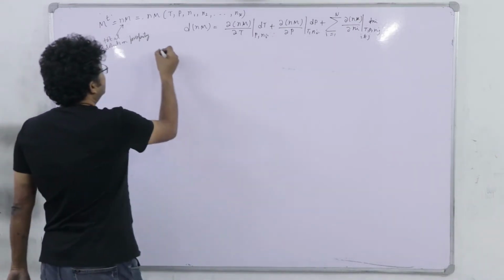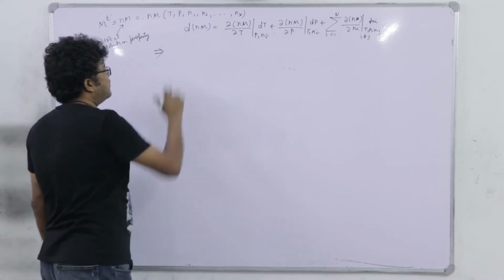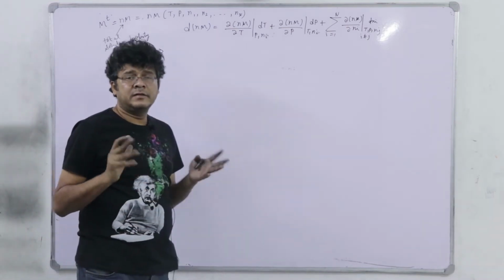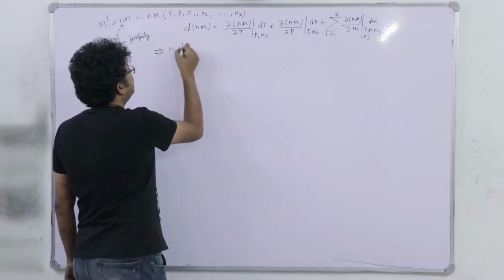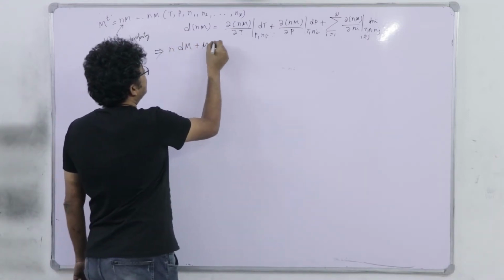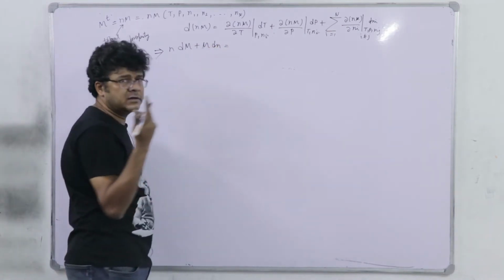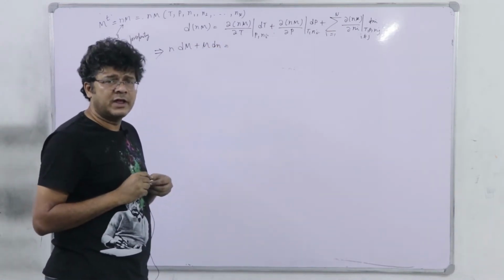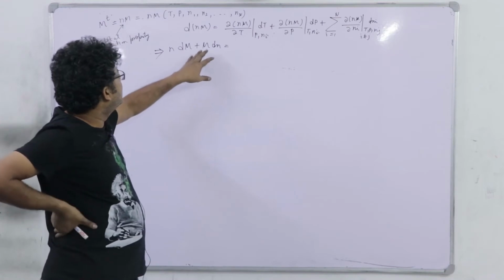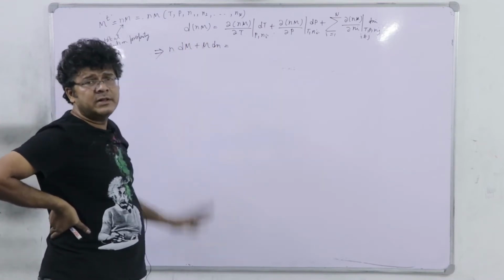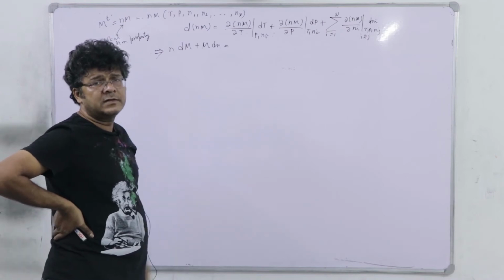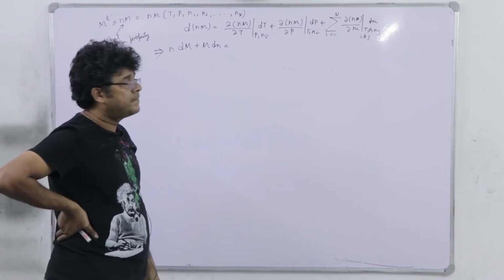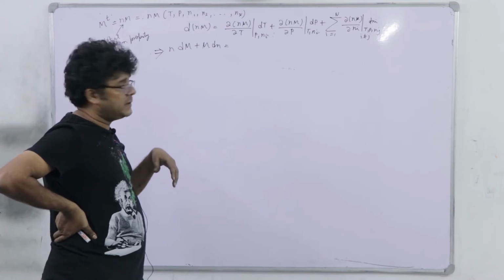So you can further see, split the differential. Try to understand physically what does it mean? n dM plus M dn, we can always do that. Mathematically, it's very simple, right? It's a simple rule of product differential. But physically, what does it mean?